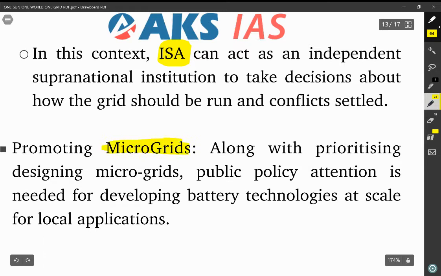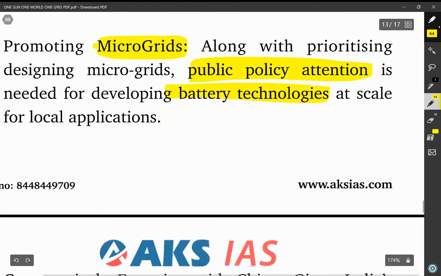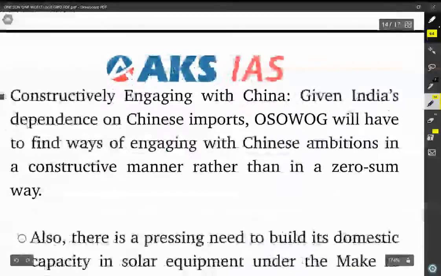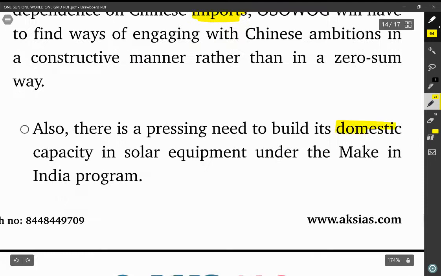Next is the promotion of microgrids. Along with prioritizing designing microgrids, public policy attention is needed for developing battery technologies at scale for local applications. Next is constructively engaging with China. Given India's dependence on Chinese imports, OSOWOG will have to find ways of engaging with Chinese ambitions in a constructive manner rather than a zero-sum way. Also, there is a pressing need to build its own domestic capacity in solar equipment under the Make in India program.